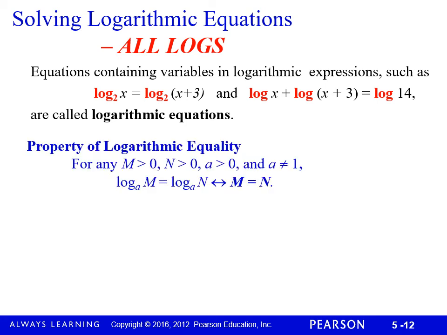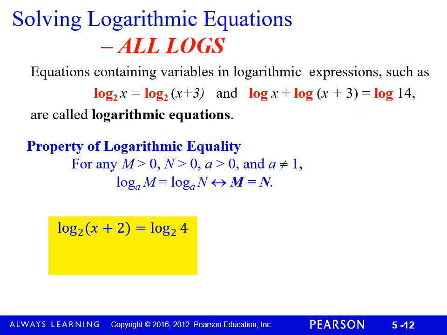When we have a logarithmic equation that has logs in every term, what we're going to do is get a single log on both sides and then use the property of logarithmic equality, which is similar to the idea of having the same base exponential. So for example, if we get log base a of m equals log base a of n, the only way this is going to be true is if the arguments are the same. So m has to equal n if this is the case. So we're going to use this property to solve equations.